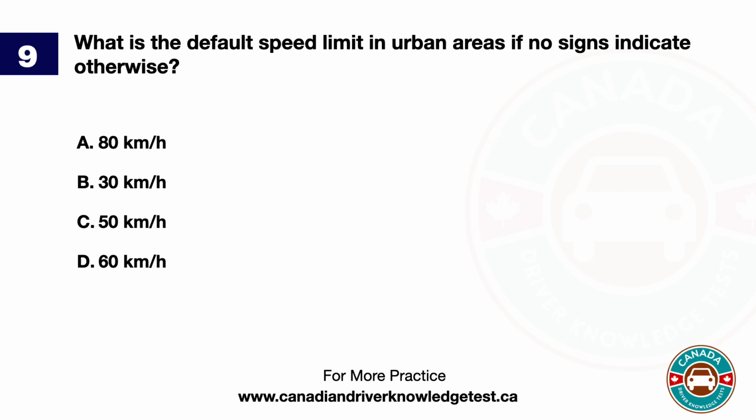Question 9. What is the default speed limit in urban areas if no signs indicate otherwise? A. 80 km per hour. B. 30 km per hour. C. 50 km/h. D. 60 km/h. The answer is C. 50 km per hour.